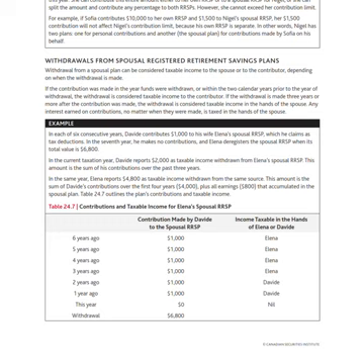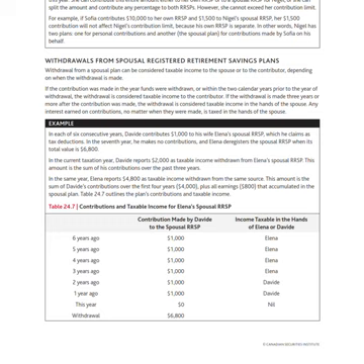Withdrawal from a spousal plan can be considered taxable income to the spouse or the contributor, depending on when the withdrawal is made. If the contribution was made in the year funds were withdrawn or within 2 calendar years prior to the year of withdrawal, the withdrawal is considered taxable income to the contributor. If the withdrawal is made 3 years or more after the contribution was made, the withdrawal is considered taxable income in the hands of the spouse. Any interest earned on contributions, no matter when they were made, is taxed in the hands of the spouse.